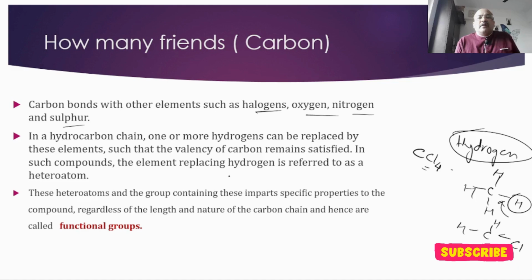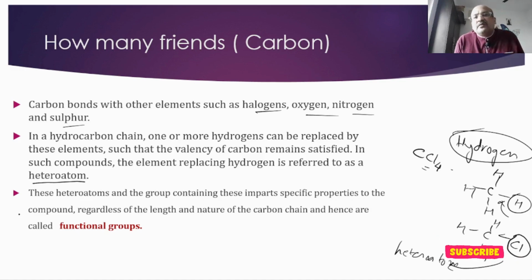So in such a compound, the element replacing hydrogen is referred to as a heteroatom. So this is known as what? This is my heteroatom, right? So that we need to remember. These heteroatoms and the group containing them impart a specific property to the compound, regardless of the length and the nature of the carbon chain, and therefore these are called the functional group.